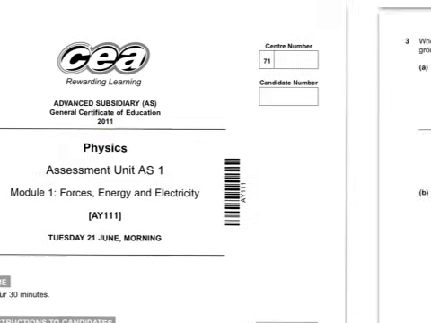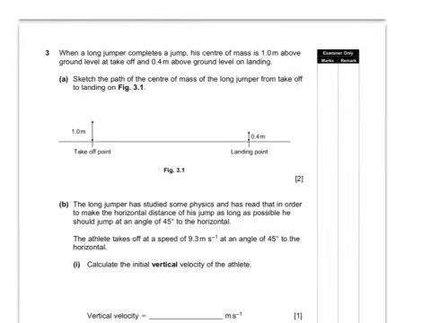So it is a question on projectile motion and we're looking at when a long jumper completes a jump. The centre of mass is 1 metre above ground level at takeoff, 0.4 metres above ground level on landing. So let's have a look then at the first part of this question. Sketch the path of the centre of mass of the long jumper from takeoff to landing.